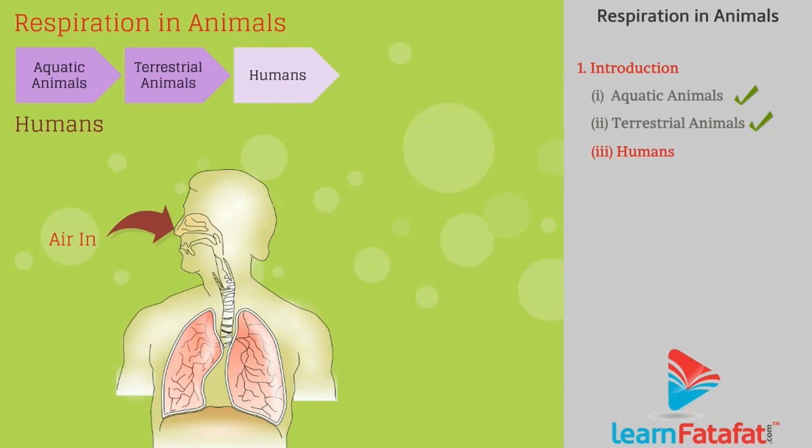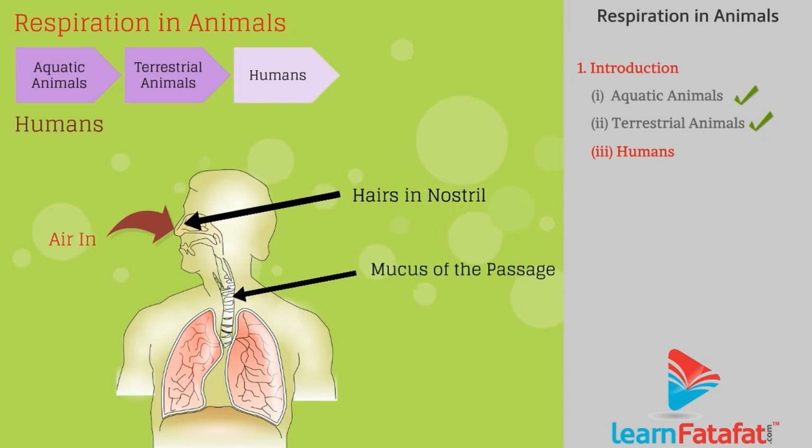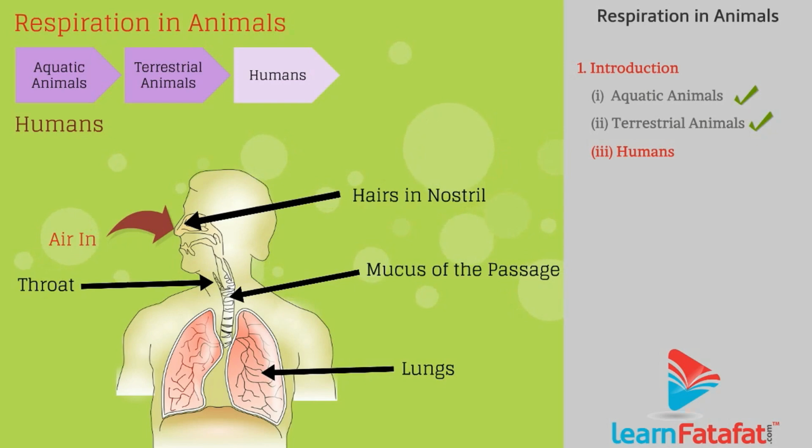Air taken inside the body contains various particles. Hence, it is filtered with the help of fine hairs in nostril and mucus of the passage. Air passes through throat into the lungs through air passage. Throat contains rings of cartilage which supports air passage.